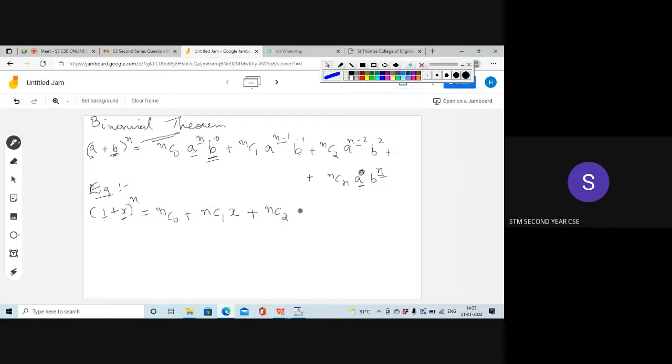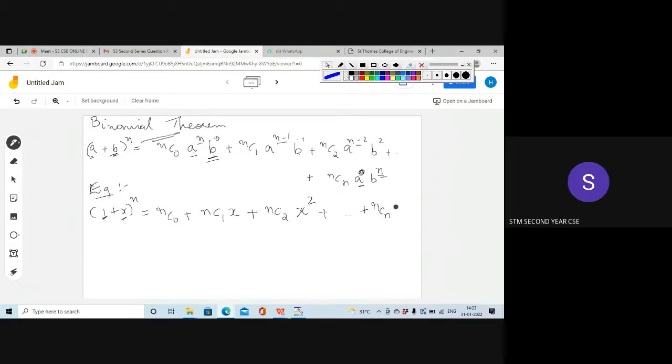Plus nC2, a raised to n minus 2; here a is 1, and 1 raised to any power is 1. And b raised to 2, so here you get x square. Plus, it goes on. And finally, the last term. What will you get? What is the last term?